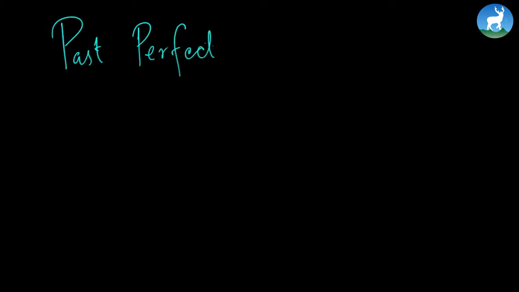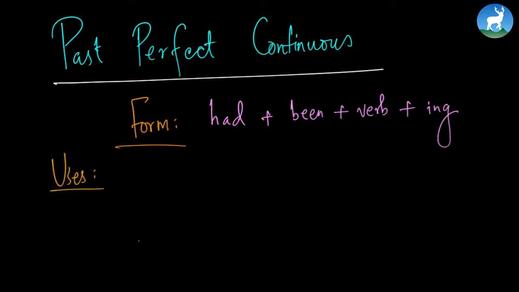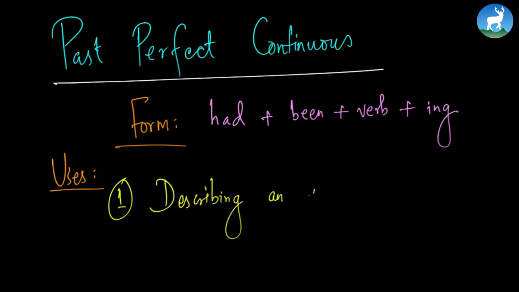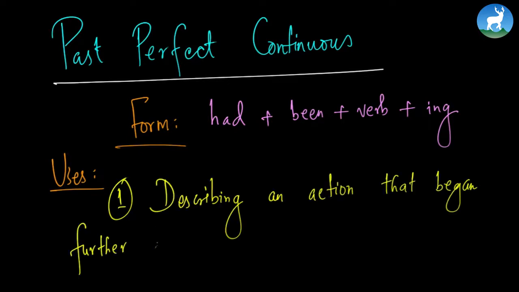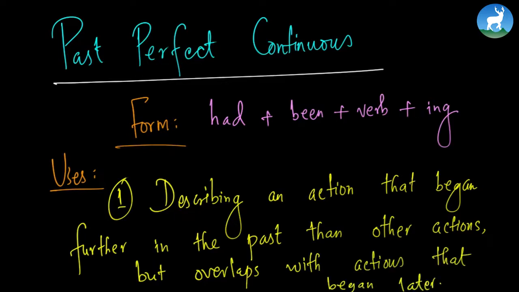Past perfect continuous. First of all, let's understand the form. It is had plus been plus verb plus ing. Let's understand the uses. So we have only one use. We come to the ninth use. For this, the first use: describing an action that began further in the past than other actions but overlaps with actions that began later. You see, this is the example. So this is the use.